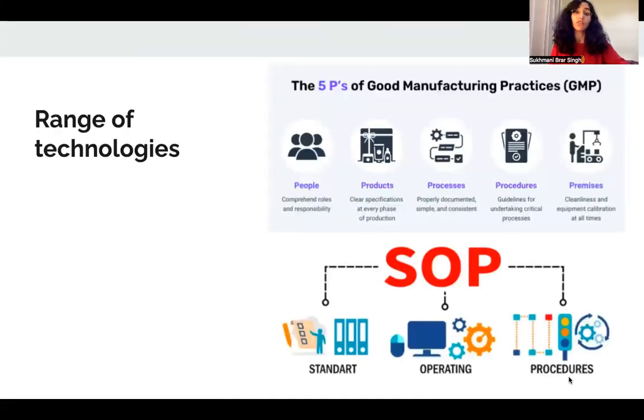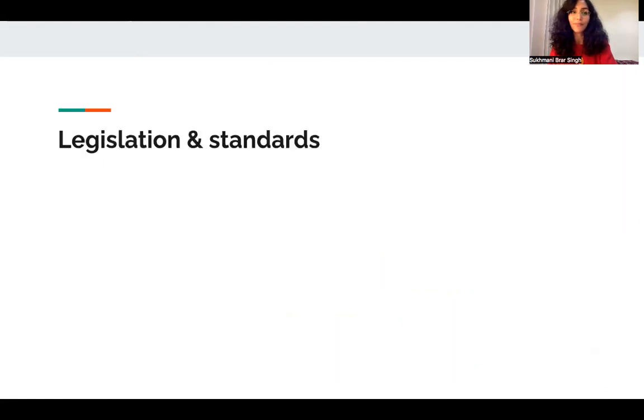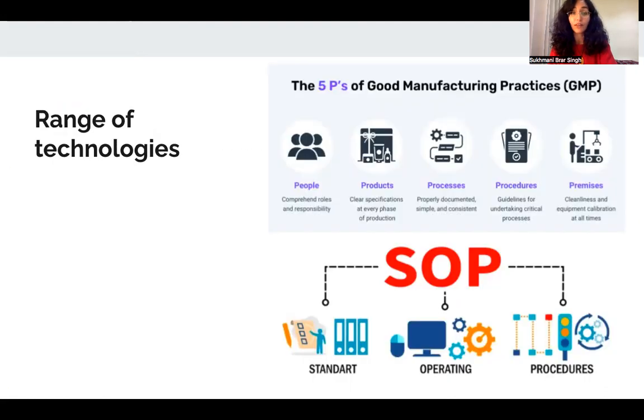And what are the ranges of technologies available? So we've got the good manufacturing practices, which are pretty much just guidelines for different industries. And the second range of technology that I want to talk about is the standard operating procedures, right? So these are your SOPs. And these can be, sorry, just to add on, these can be used to implement those SMS activities.